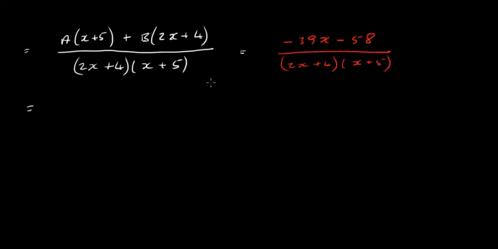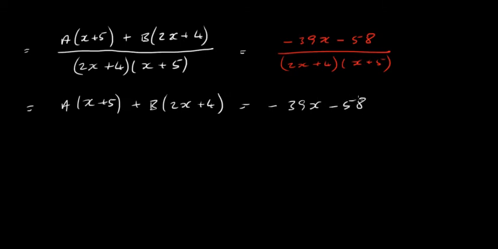The denominators equal each other anyway, but the numerator is what we have to write down. It's what we've got to work out. We write it down and work it out. So in other words, we've got a times (x plus 5) plus b times (2x plus 4), and we want that to equal minus 39x minus 58.